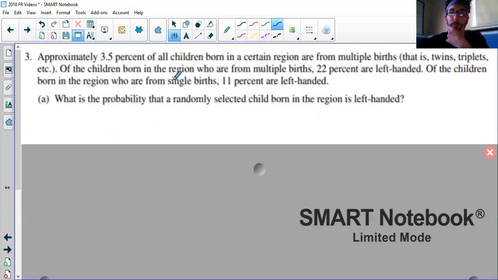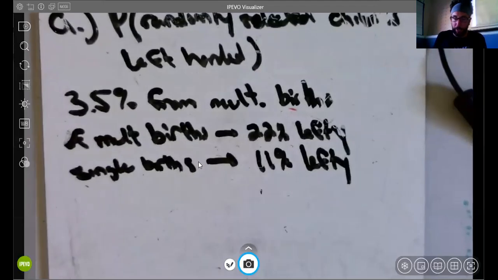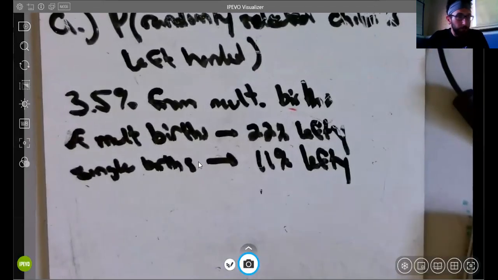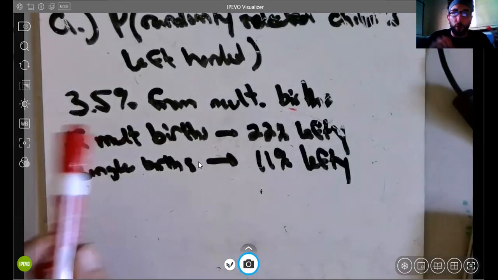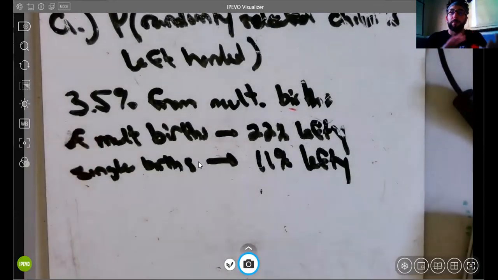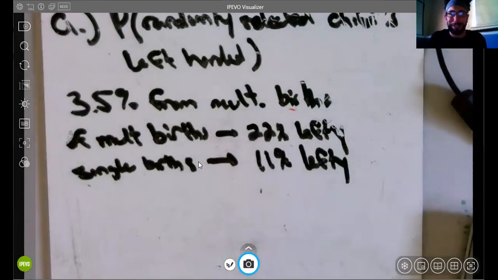So there are a couple ways we could go about this. What's the probability a randomly selected child born in the region is left-handed? So we got a couple things going on. I'm going to jump over to my whiteboard here. You can see my sloppy handwriting. Getting ready. So, there's are they left-handed or not? But before we know if they're left-handed or not, we have to know, were they from a single or multiple birth?